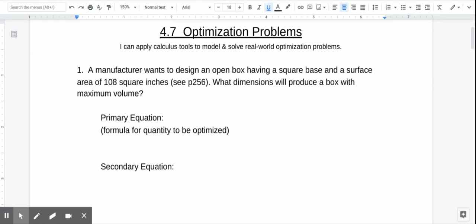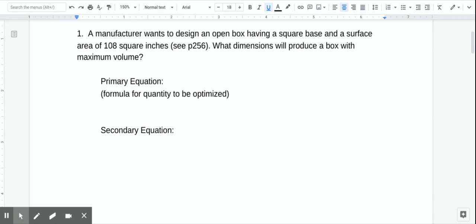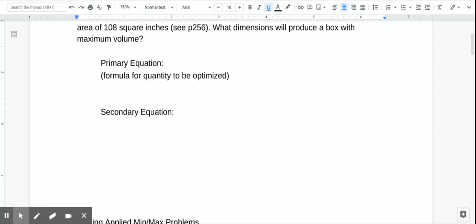What we often have is a primary equation that we want to maximize, and then there's some sort of secondary equation that has constraints on it. So we'll see lots of examples of this. The first one, we have a design for an open box with a square base, and the surface area is 108 square inches. There is a picture of this on page 256. We want to know, what are the dimensions that will produce a box with maximum volume?